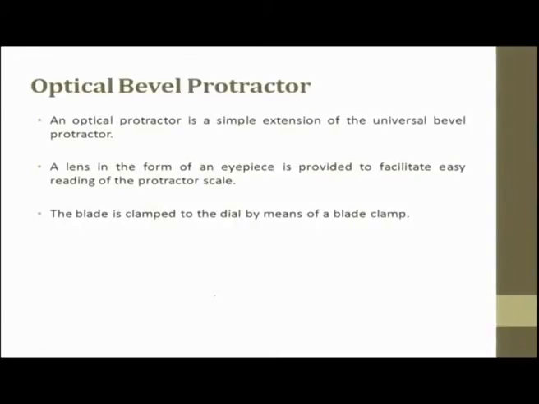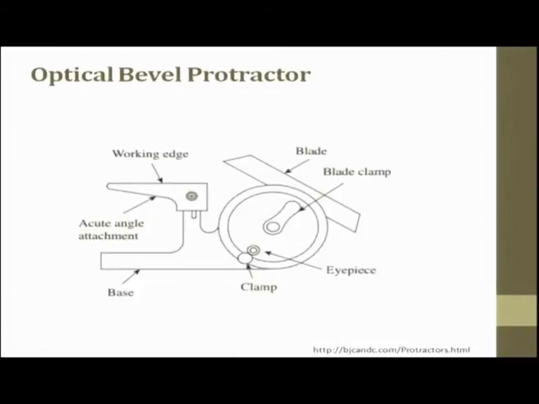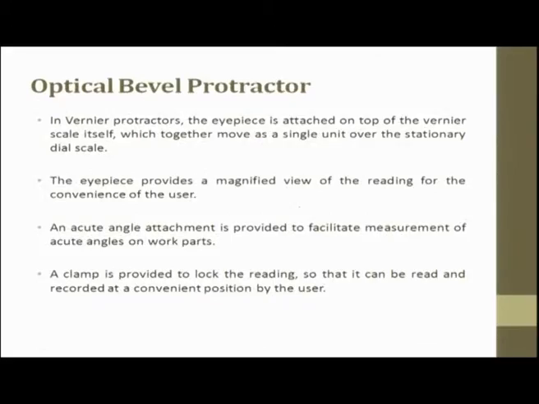So, optical protractor is a simple extension of the universal bevel protractor. Here we use a lens in the form of an eyepiece to facilitate easy reading of the projected scale. The blade is clamped to a dial by means of a blade clamper. So, if you look at it, here is a working wedge you can keep, an acute angle, this is a base, this is a clamp, and here you have a small eyepiece to look at the reading. Here is a blade which comes in contact with the workpiece, and then this is a blade clamping device we use. It is almost very similar to that of a bevel protractor except for the optical thing which is visible.